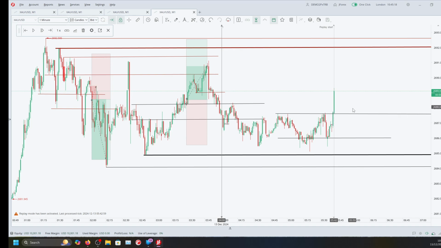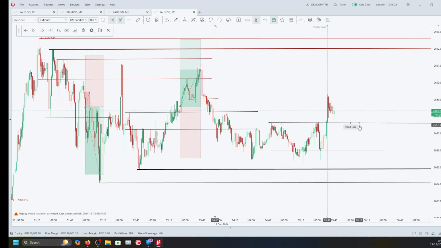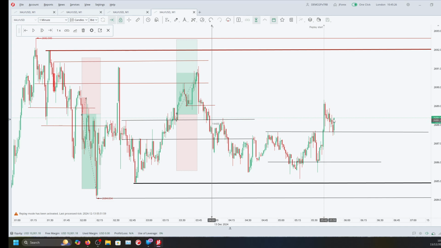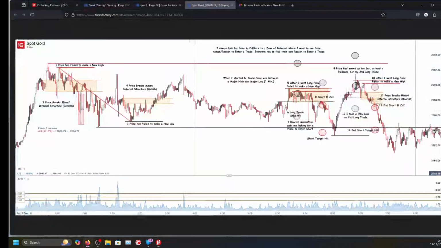As it was, because I'll show you where my entry was. My entry was after that candle, that bullish engulfing candle, which came back into this zone that I was watching to go long from. This shows the trades I took on Friday. I went long after that candle, or that bar.